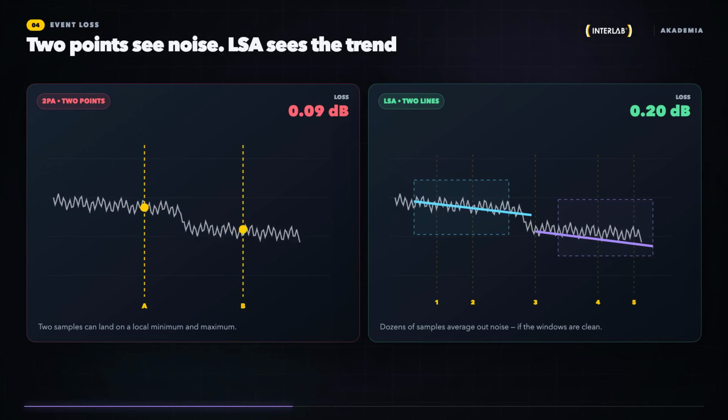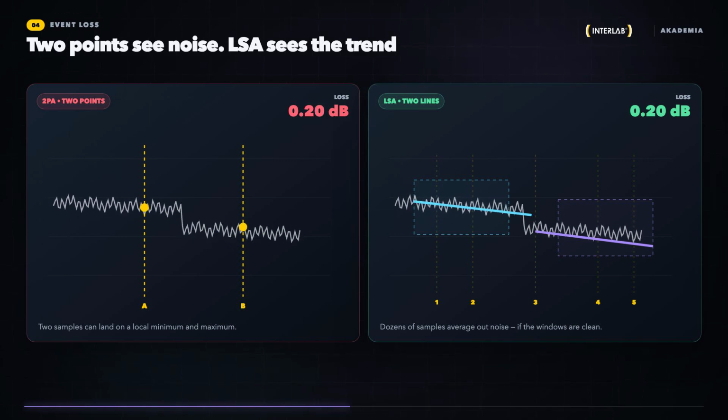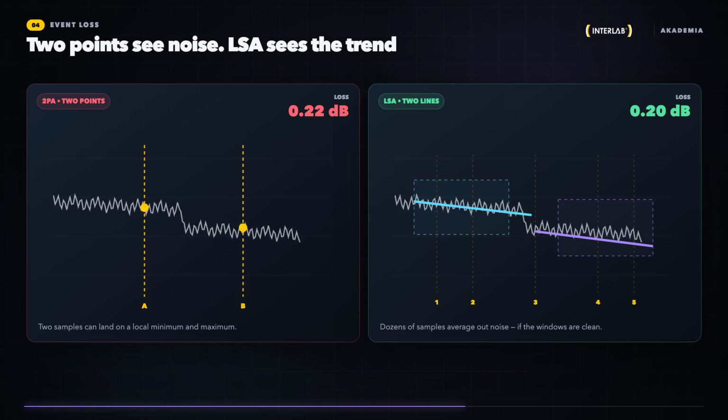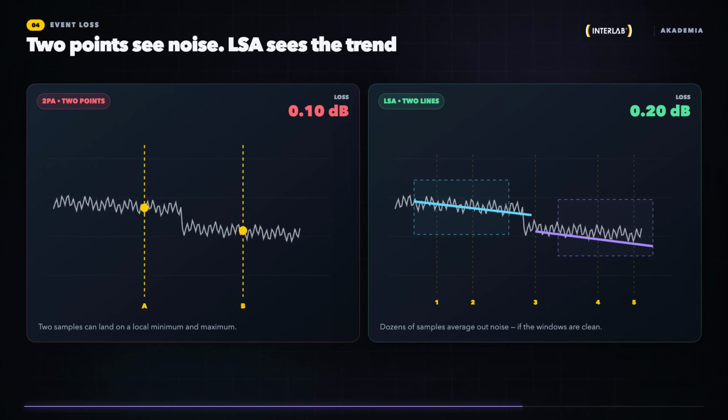On each side of the event, it selects a clean section of backscatter, fits a straight line to dozens of samples, and extrapolates both lines to the center of the event. The vertical difference between the lines is the loss. Noise is averaged out, so the result is much more repeatable. This is the basis of the 5-marker measurement.